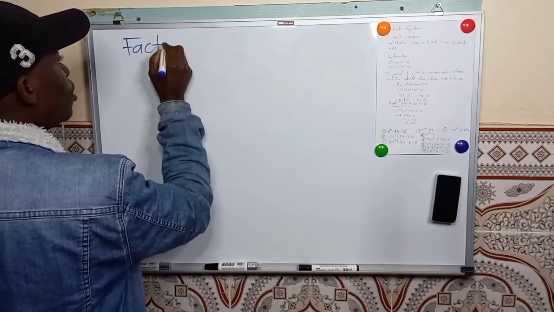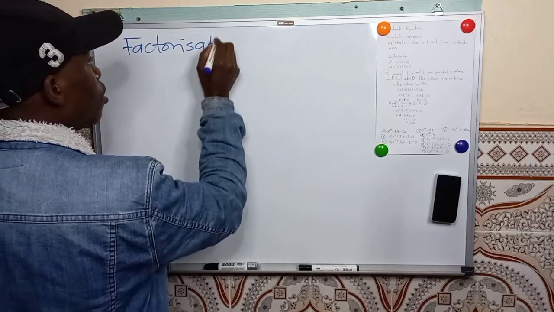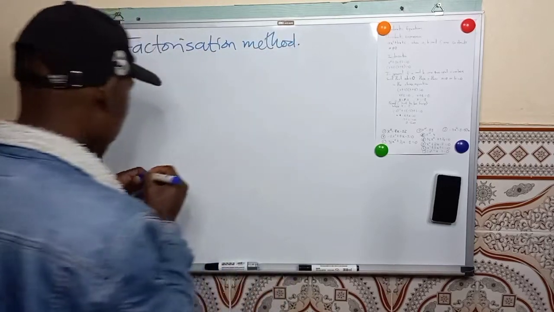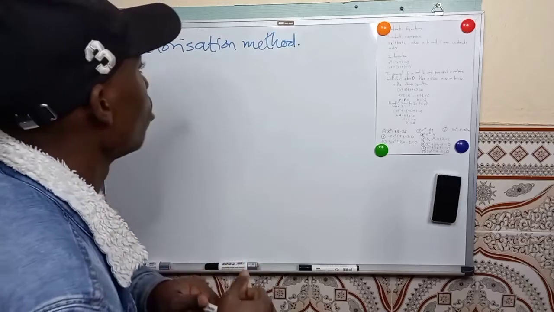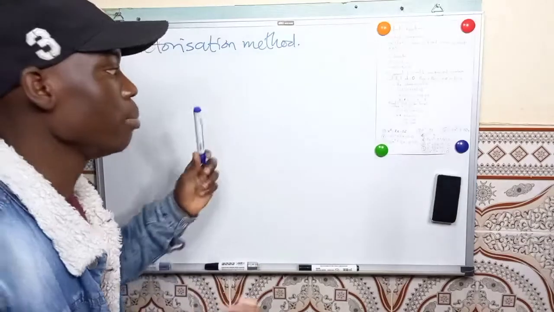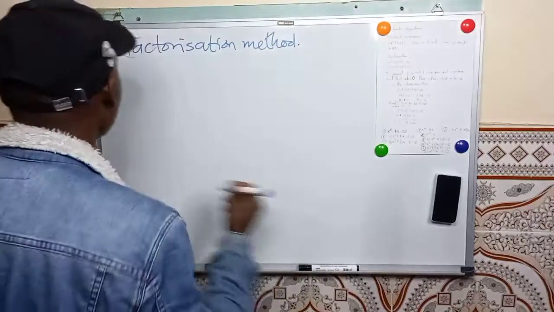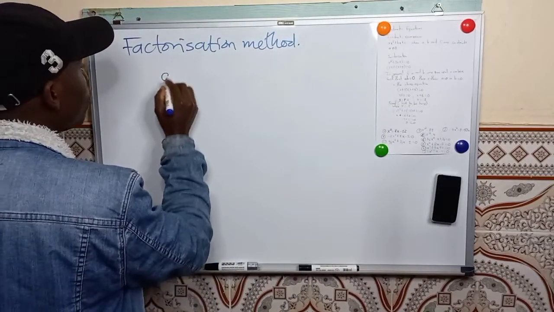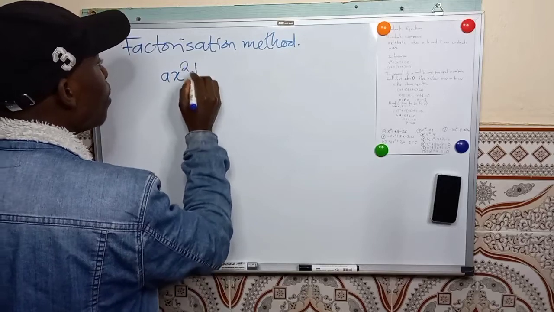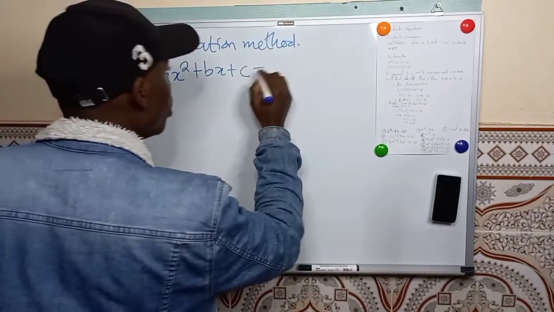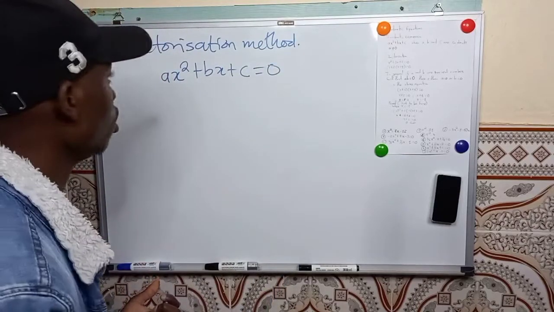Factorization method. Now, what is a quadratic equation? Simply, a quadratic equation is a quadratic expression that is equated to 0. What do I mean? A quadratic expression is in the form of ax squared plus bx plus c. And this expression equated to 0 becomes a quadratic equation.